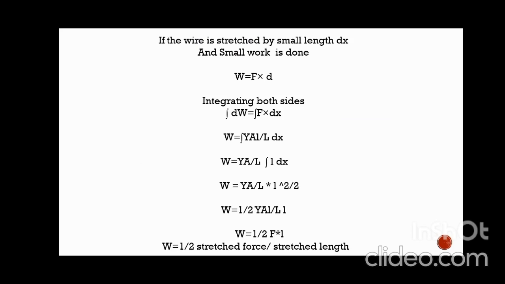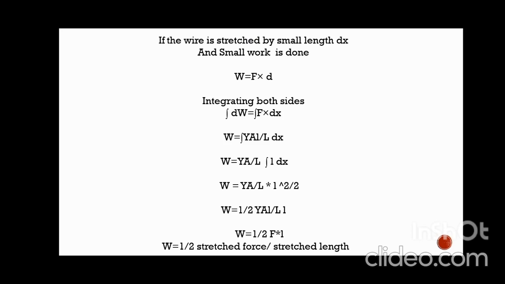If the wire is stretched by small length, that is dx, and a small work is done on the wire, then work is equal to force into displacement. We should integrate both sides. We get integration of dW is equal to integration of F into dx. We have already found F in last step. F is equal to YAl by L. We should substitute here. That is W is equal to integration YAl by L dx.